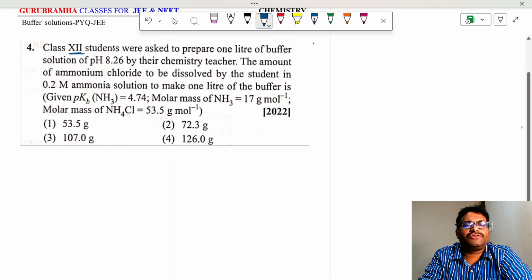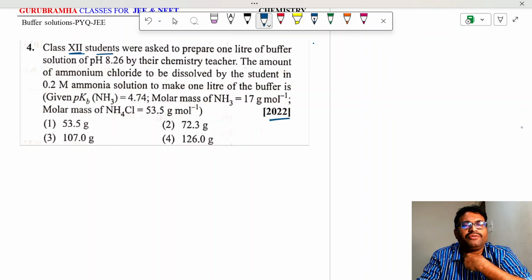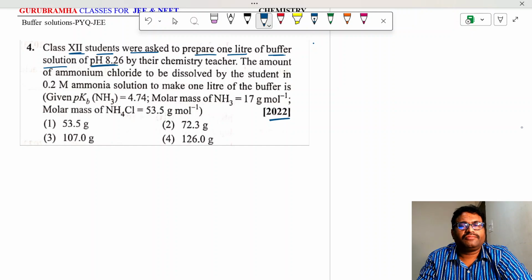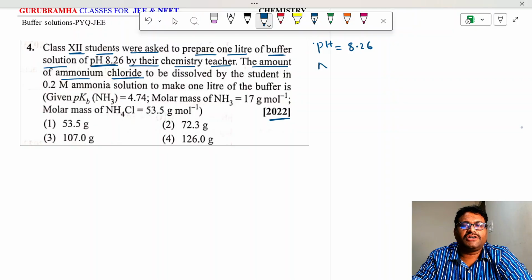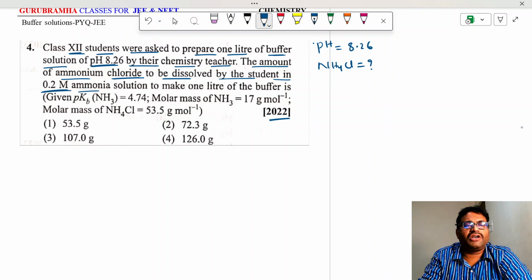Class 12 students, batch of 2022, were asked to prepare 1 liter of buffer solution of pH equal to 8.26. Okay, so what is given? You have to prepare a buffer solution of pH 8.26 by their chemistry teacher. What is asked? The amount of ammonium chloride, that is mass or weight, to be dissolved by the student in 0.2 molar ammonia solution.